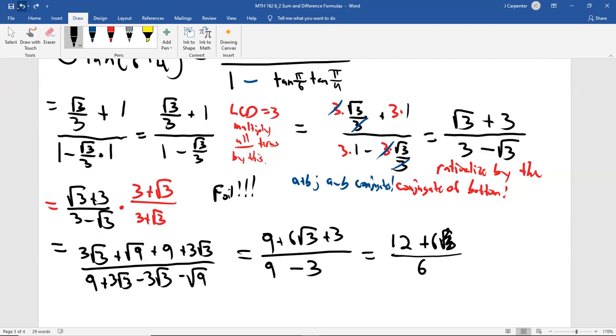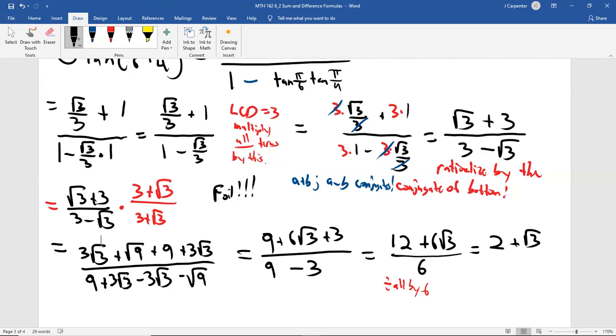Now, we don't have to worry about this. We don't care what that is, just the outside numbers. So 12, 6, and 6 are all divisible by 6. So you can say 6 goes into 12 two times, 6 goes into 6 once, and 6 goes into 6 once. So that 12 is now a 2. The 6 square root of 3 is now just a square root of 3.